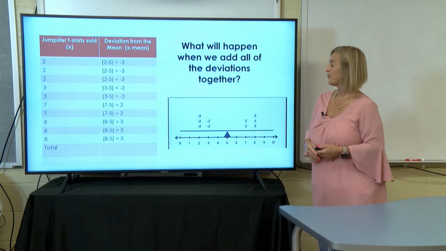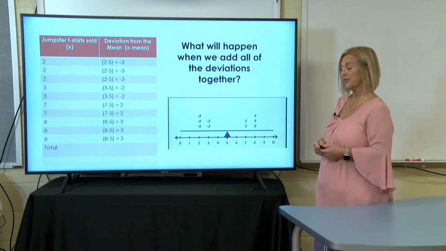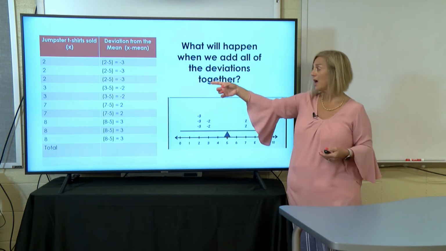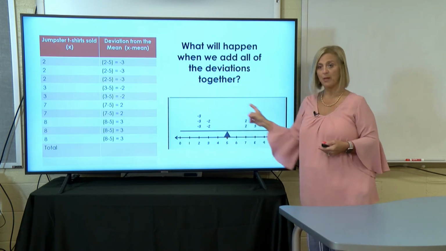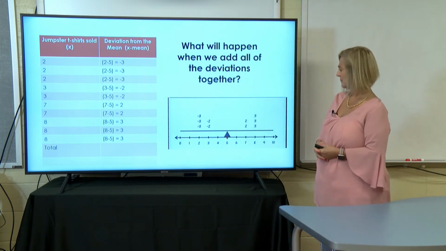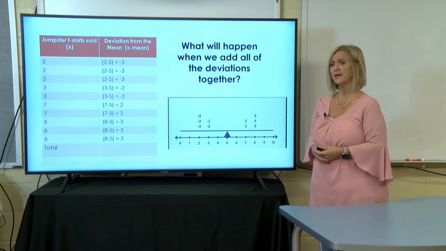So what will happen if we add up all these deviations together? Let's look. We plotted the deviation from the mean on this dot plot. Do you recognize anything? Do you see anything that looks kind of funny?